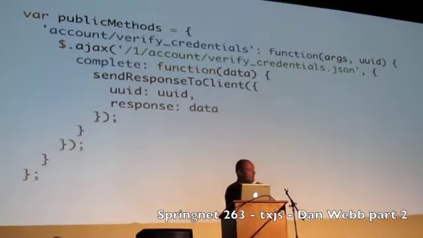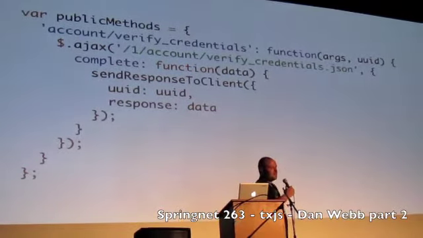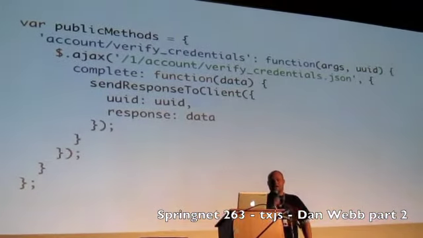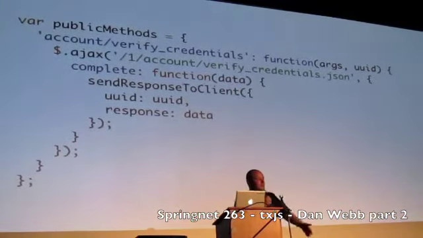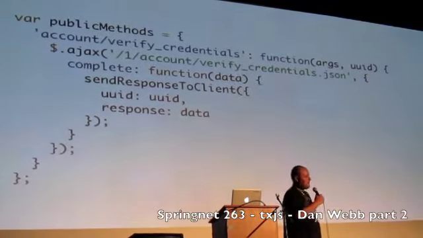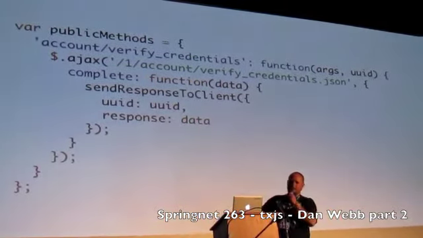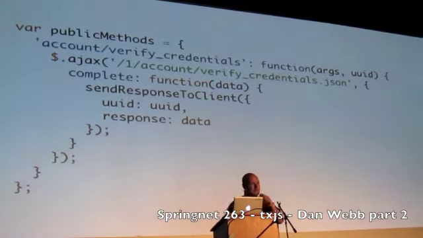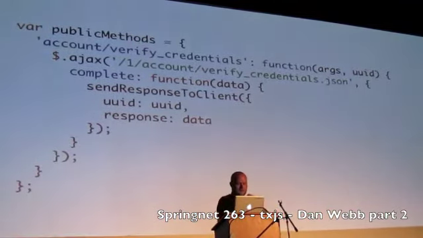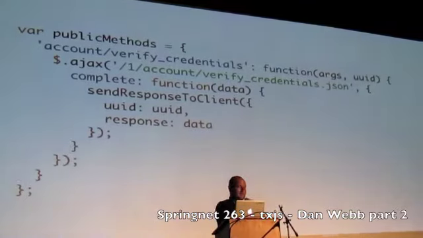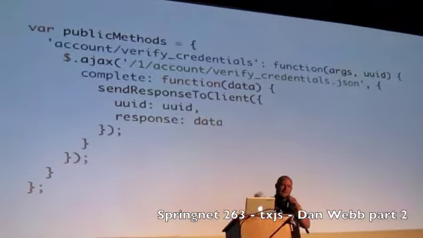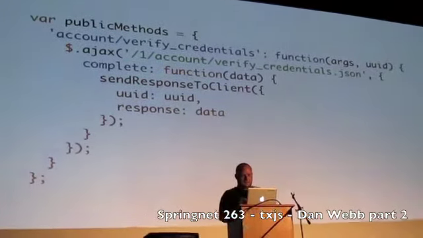But essentially what we do is we have this hash of public methods that we want to expose, and then we basically call AJAX from inside server HTML that can get to the API, collect the result, and then send the response back. And you'll notice that we're sending a UUID as well as the data, and I'll show you how that works.